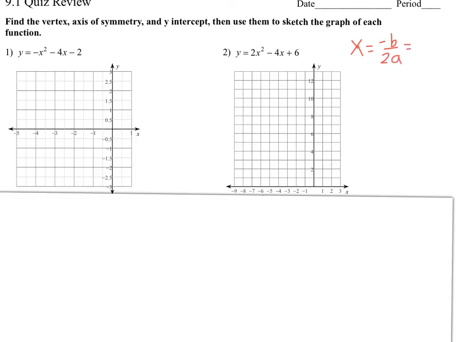So this is actually when we got a, b, c here. When b is negative, we're going to turn that into a positive. So then we got positive 4 over 2 times 2. So that's going to be positive 4 over 4, and that'll turn into 1. And so now our y value, we're going to plug in our x value here.